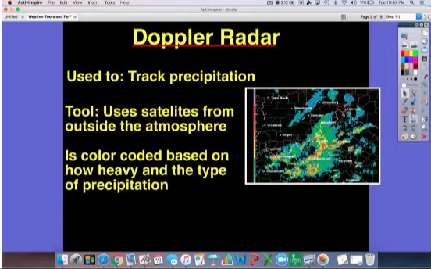The cool thing about Doppler radar is it tells us not only what kind of precipitation we're getting, but it tells us how heavy the precipitation is. And we can actually see the movement as it's coming down.